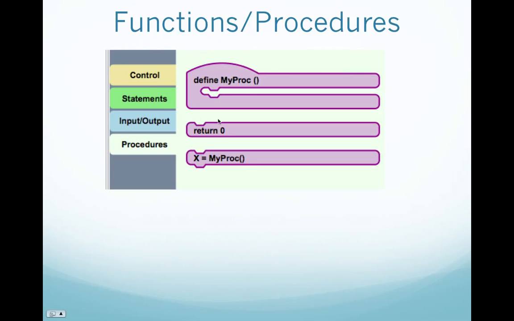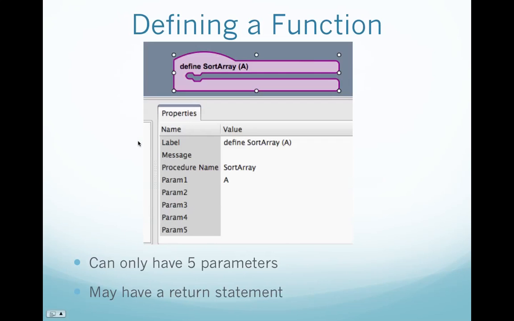So next are functions, or this is the procedure tab. So to define a function, you use the define block, sorry, not tab. So you can give that procedure a name, and you can give it up to 5 parameters, unfortunately no more than that, though that could get confusing if you did have a bunch of parameters. And you may have a return statement, or you can just leave it as a void function.